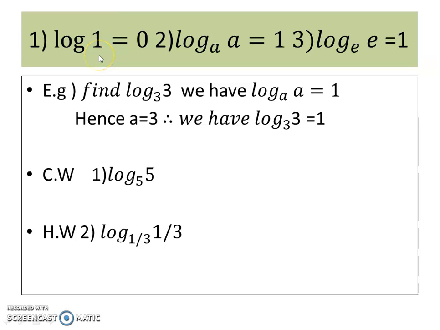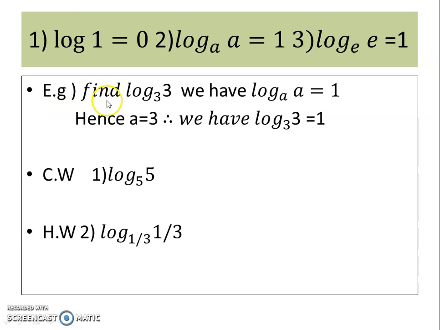In detail, we must discuss all the laws of logarithm with examples. First law of logarithm: log 1 to any base is always 0. Log a to the base a is equal to 1. Log e to the base e is equal to 1. These are the fixed laws. Only here the number and base must be the same.